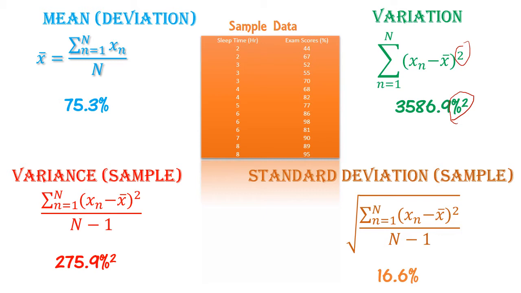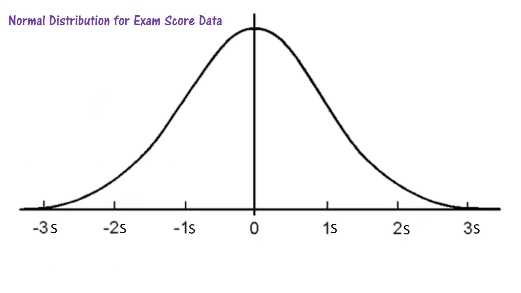Now what we want to jump in and do is actually plot. Now that we have these descriptive statistics, we want to look at our normal distribution. Here is our normal distribution for the exam scores. What we're going to first do is get rid of this 0 here because our mean, our average, is not 0. Instead, we're going to make that our 75.3%. So this center line is going to be 75.3%.